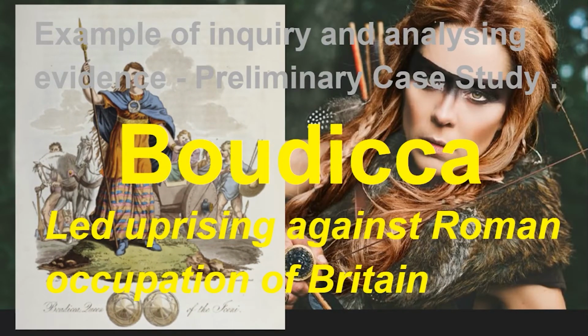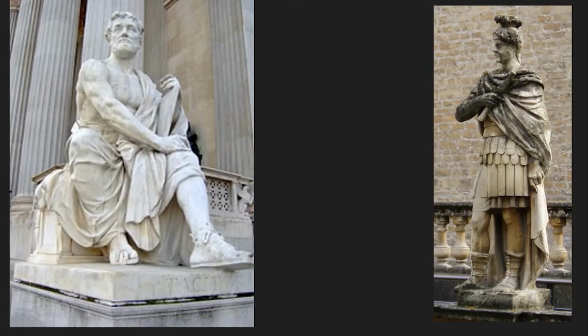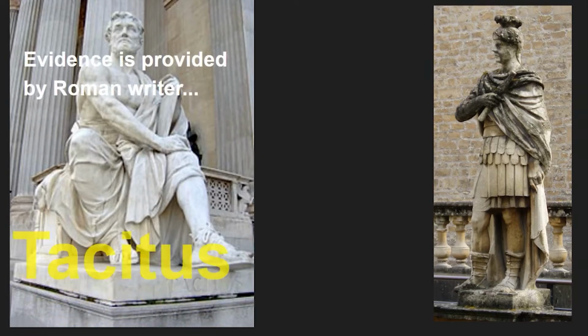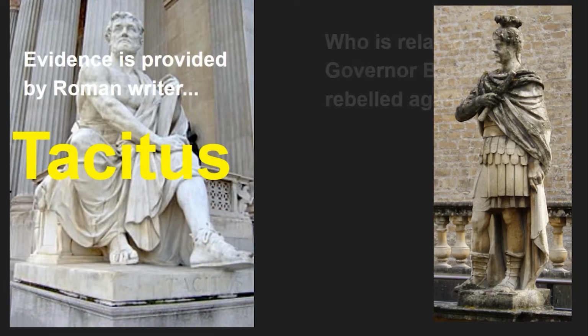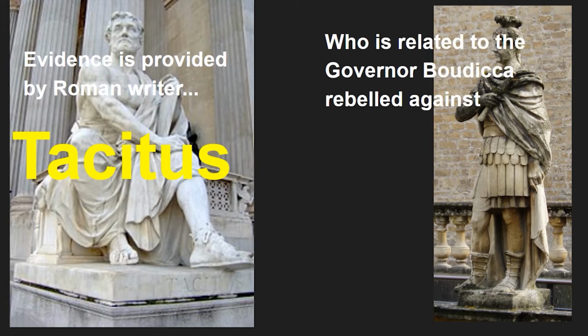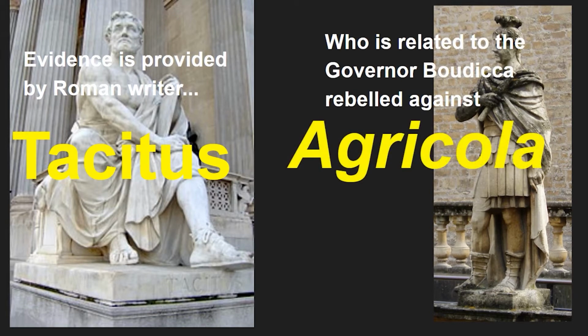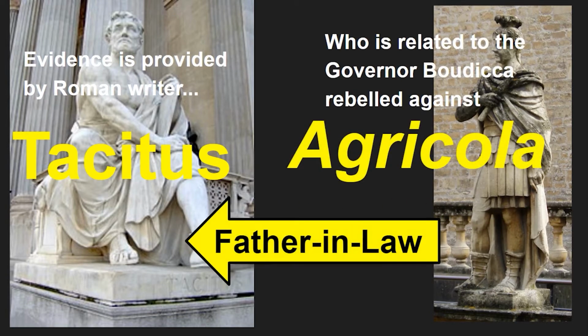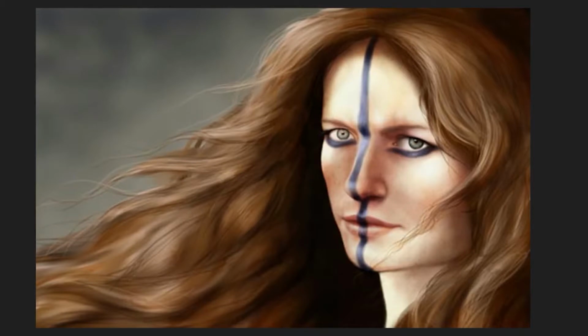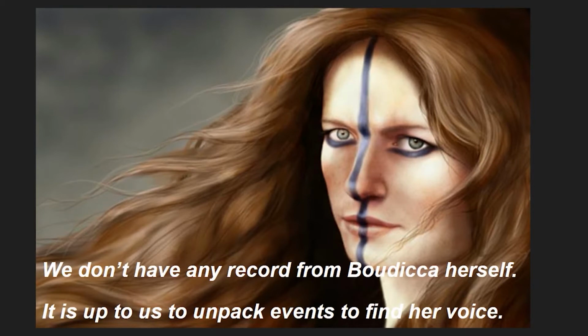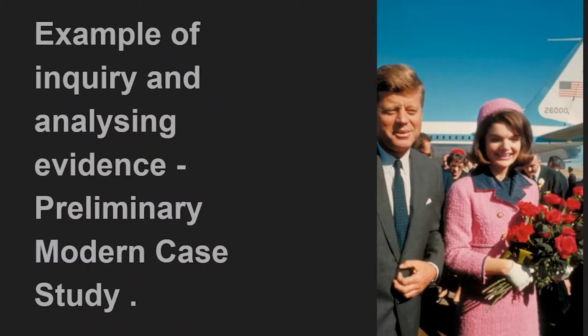She led the uprising against the Roman occupation of Britain, but it just happens that the amount of information we have about her largely comes from the Roman writer Tacitus. Now, Tacitus happens to be related to the governor that Boudica rebelled against. And in all of this information, we don't actually have the voice of Boudica herself. So it's up to us to unpack these events and to find her voice. This is an example of an ancient history study.